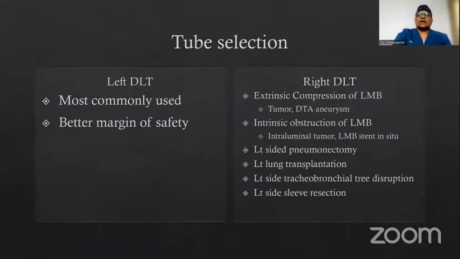For example, when you have an extrinsic compression of the left main bronchus, whether it's a tumor or aneurysm, or when you have an intrinsic obstruction of the left main bronchus, whether it's an intraluminal tumor or a stent in situ, or a left-sided pneumonectomy. However, you can do the pneumonectomy with a left-sided DLT if you have good communication with the surgeon. Before the surgeon clamps the bronchus, you need to withdraw it into the trachea. Other indications are left lung transplant, left-sided tracheobronchial disruption, or left-sided sleeve resection.